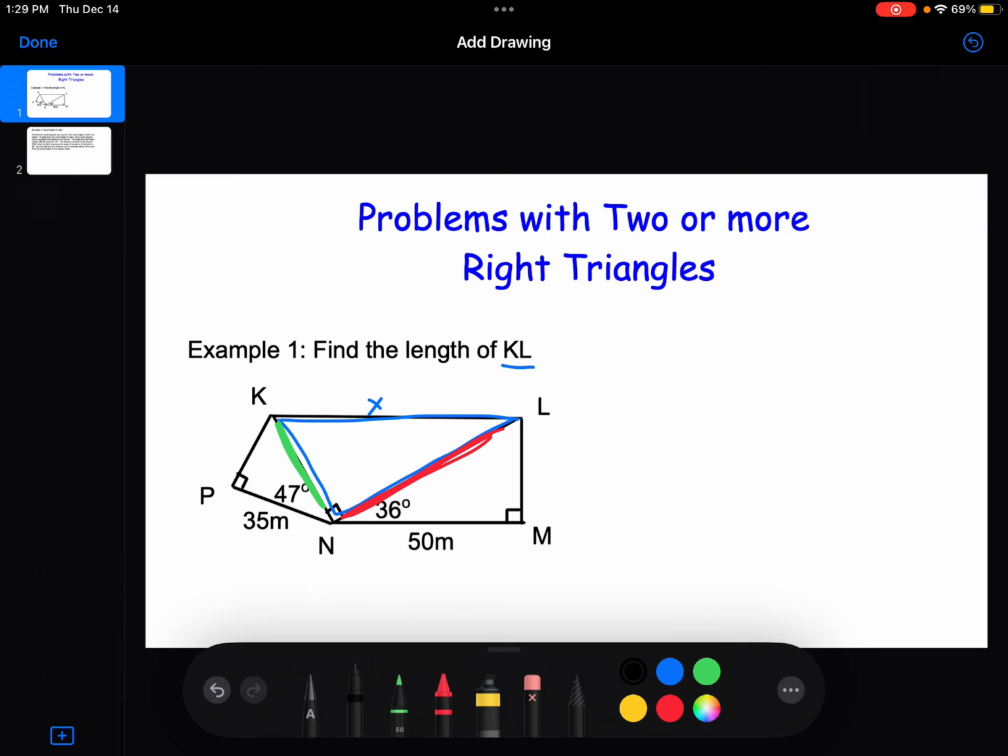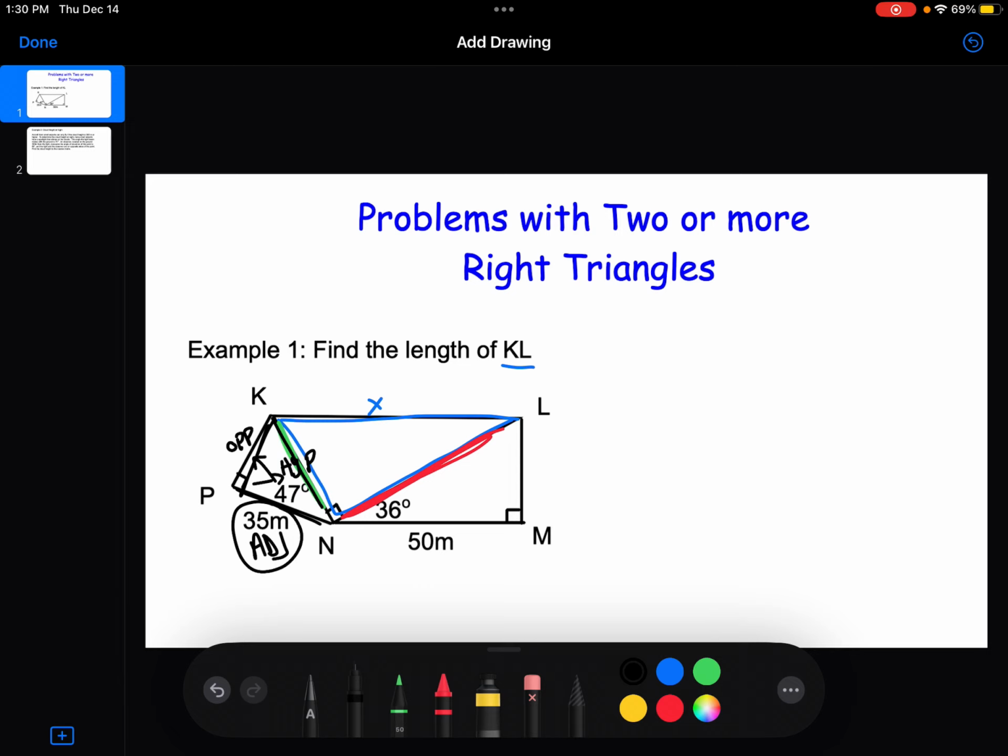So if we look at that bottom left triangle, what we have is 47 degrees. So I'm going to just look at this triangle right here. We've got 47 degrees. Our opposite would be over here, our hypotenuse would be across here, and our adjacent would be here. Now we need to find the hypotenuse. We're given the adjacent, so we're going to use adjacent and hypotenuse.